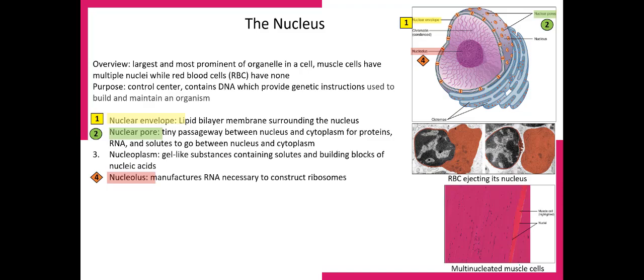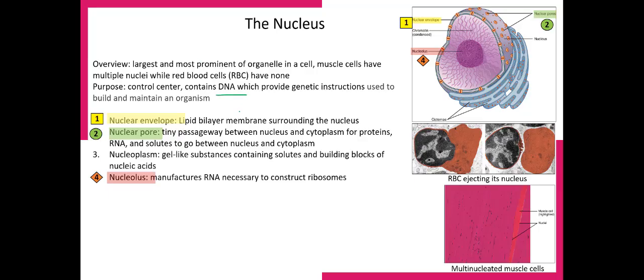Separate slide on the nucleus. So the nucleus is the largest, most prominent organelle in most cells. Some cells, like muscle cells, have more than one nucleus, whereas mature red blood cells have no nucleus at all because the nucleus gets ejected as the red blood cell matures. The function of the nucleus is to control the function of the entire cell.